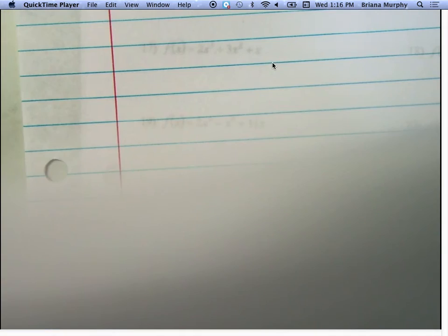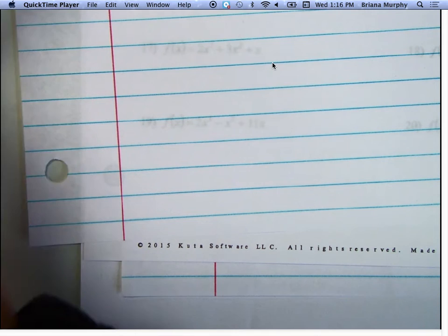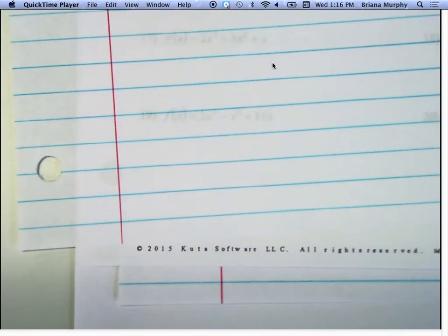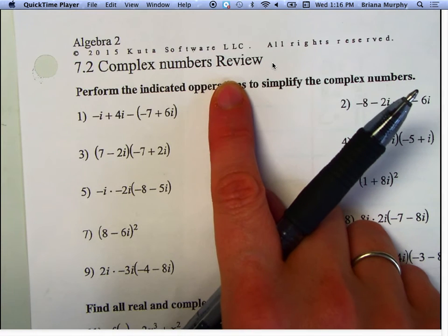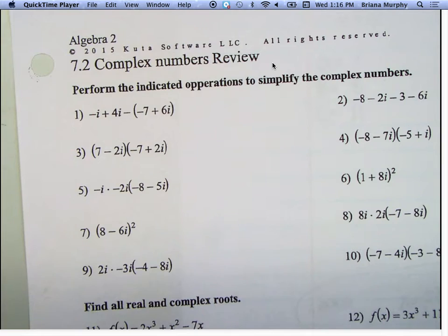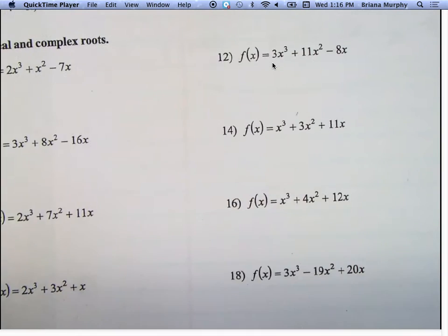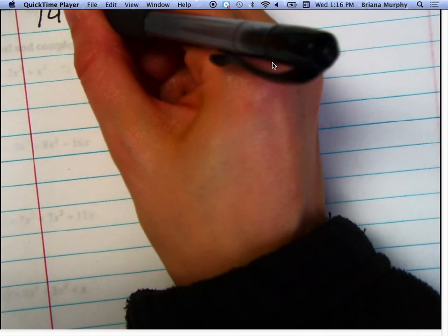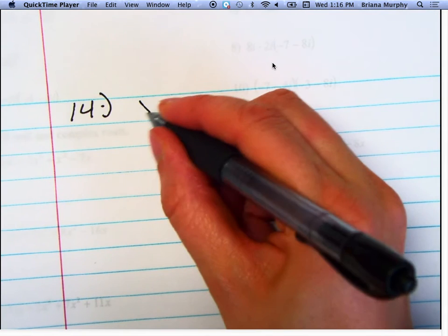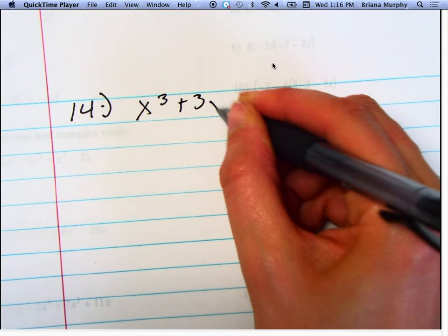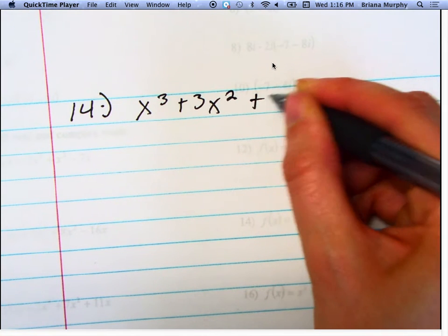Okay, we're going to do one from your homework. We're going to do number 14. It says this right in front of you, complex number review. Okay, I'm going to do number 14 on here. All right. 14 says x cubed plus 3x squared plus 11x.